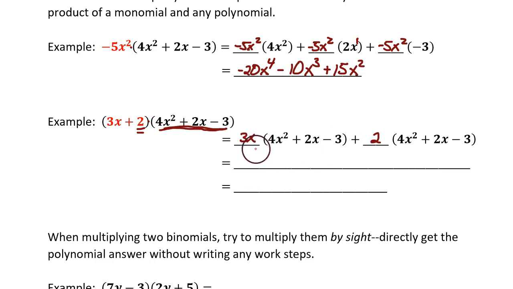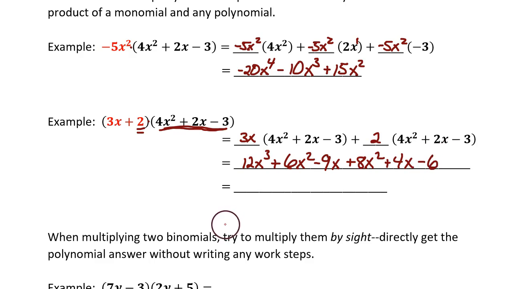Some more distributive property. 3x times 4x squared is 12x cubed. 3x times 2x is 6x squared. 3x times negative 3 is negative 9x. 2 times 4x is positive 8x squared. 2 times 2x is positive 4x. 2 times negative 3 is negative 6.